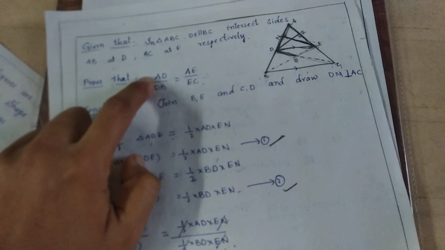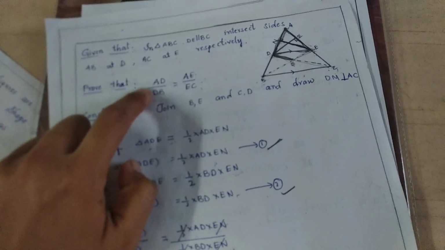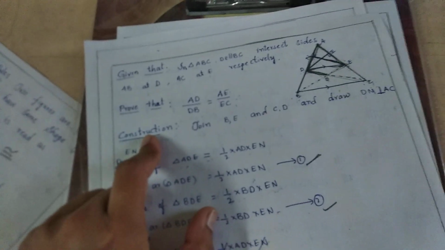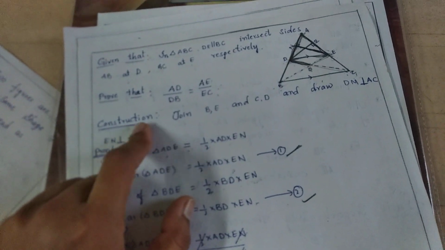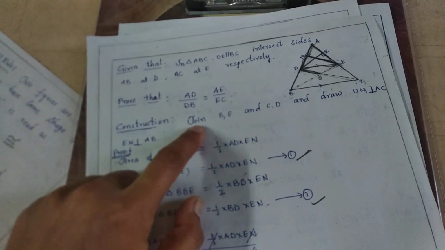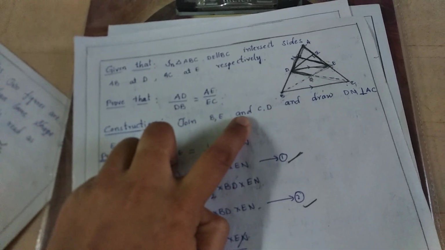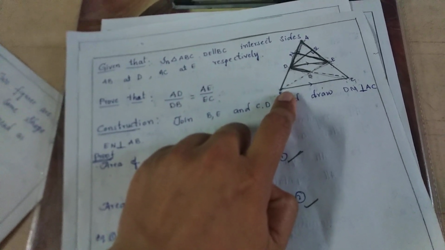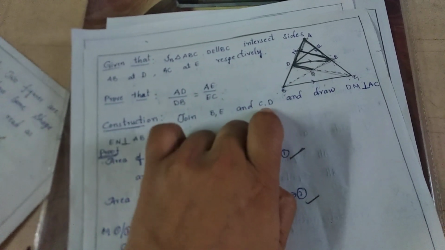The same ratio, divided in the same ratio: AD by DB equals AE by EC. Now for the extra construction, whatever extra lines we draw, you write as the construction. Join B to E and C to D. Draw the dotted lines. Look at the diagram.